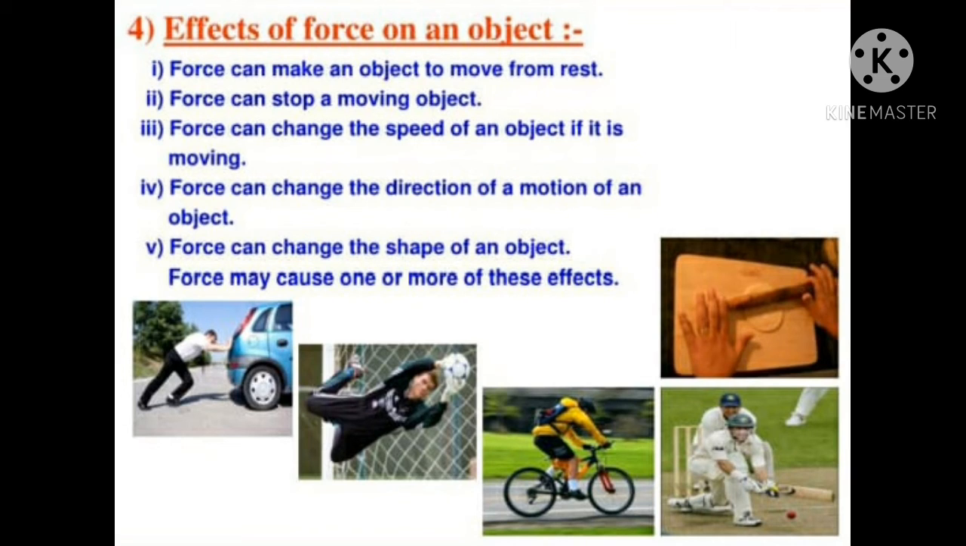Now the next point, force can change the direction of motion of an object. Force always has some direction. Force is a vector quantity. Vector quantities are those physical quantities which can be measured by both magnitude as well as direction. For example, when a football player hits the ball coming towards him, the ball goes to the goal post. The player applies force on the football to change its direction.